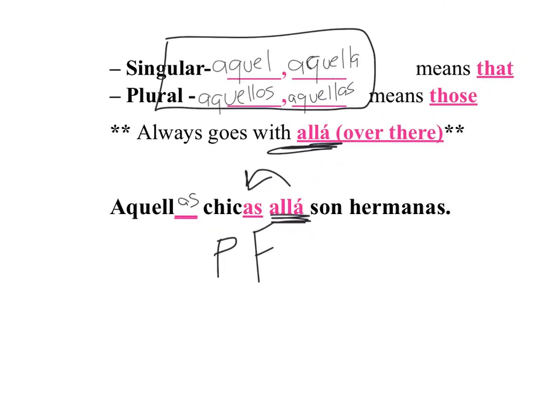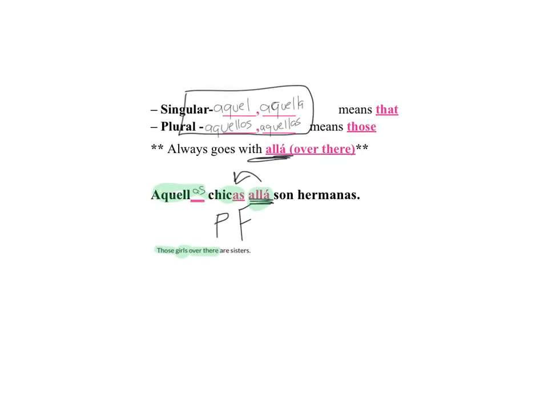And this sentence says, those girls over there are sisters. I'm going to show you exactly what words come from where. So, allá means over there. Chicas, girls. And those is aquellas. So the plural of that is those. And this is for something farther all the way. And again, this is allá.